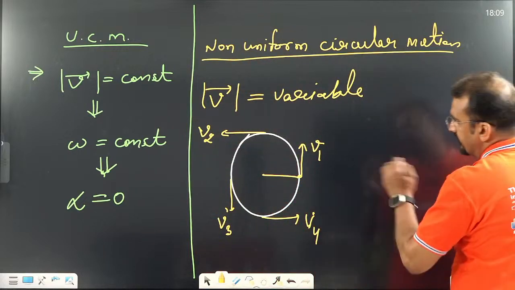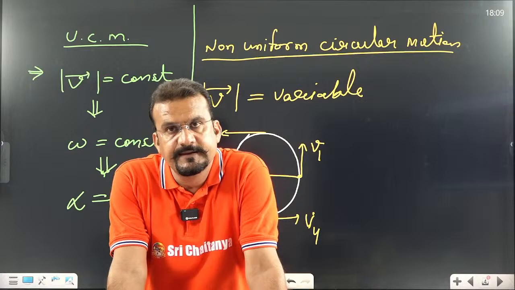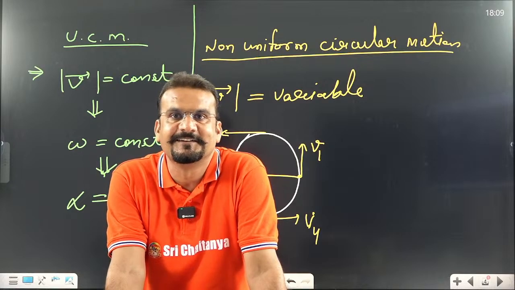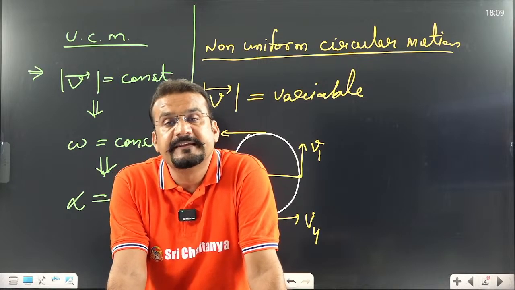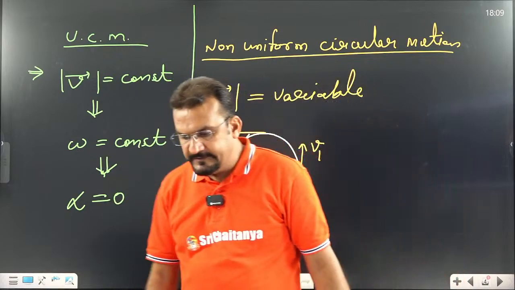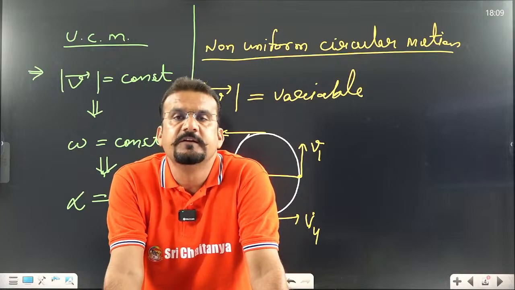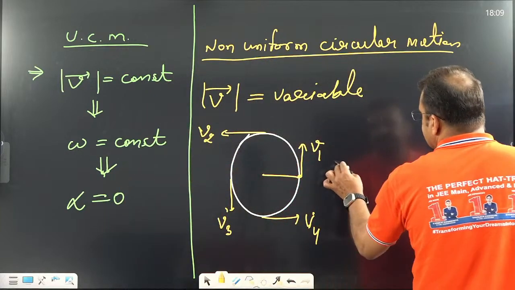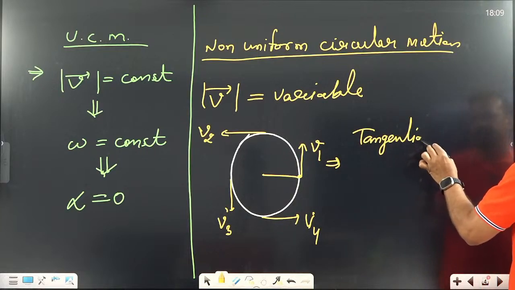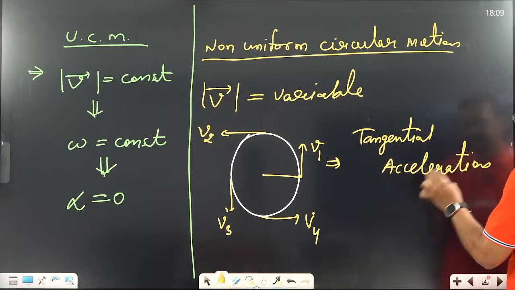And dear student, very important: due to variation in this speed, one extra acceleration will always be there, that is always acting along the tangent line due to variation of the magnitude of speed. Due to this variation, one more acceleration is defined, and this acceleration is called tangential acceleration. Very, very important. And how to define tangential acceleration?